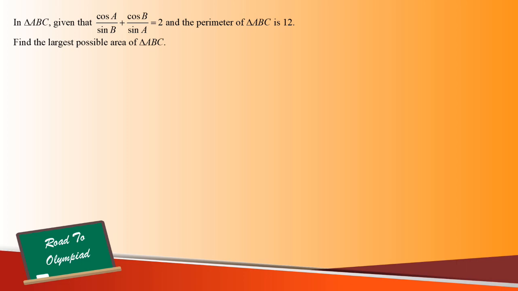Welcome to RTO. Consider the following problem. In triangle ABC, given that cosine A over sine B plus cosine B over sine A is equal to 2, and the perimeter of triangle ABC is 12, find the largest possible area of triangle ABC.